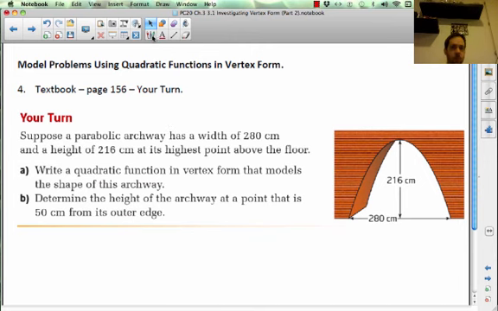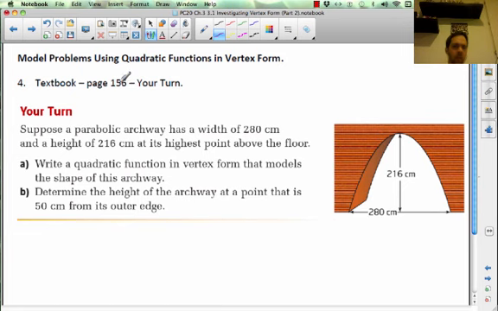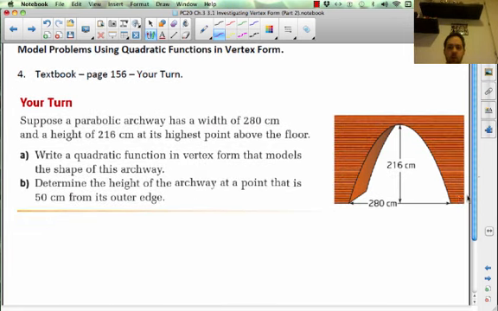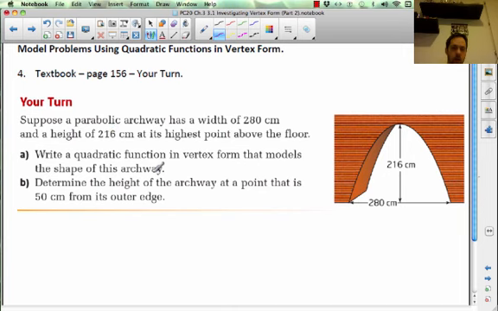Here's our last problem for the lesson. This is on page 156. This is the your turn. I would like you to go ahead and give it a try, and then when you're finished you can come back to class and we can check over this, or we can go over it together.